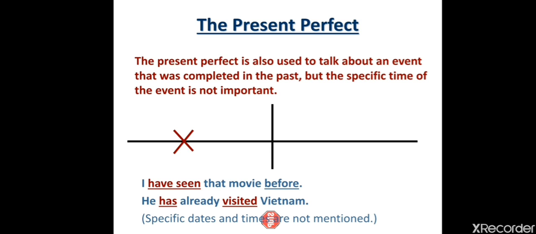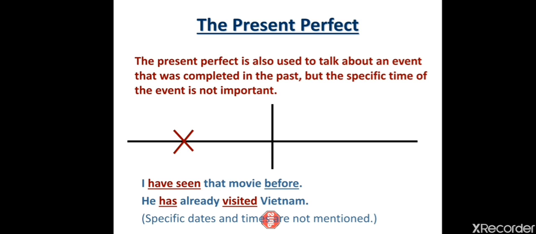I have seen. He has already visited Vietnam. In the sentence, we don't mention when he visited Vietnam, but he has already visited Vietnam. He has gone to the place. Specific dates and time are not mentioned. It actually happened in the past, but we use present perfect to express it without the time factor. So this is the main difference between a simple past and present perfect.